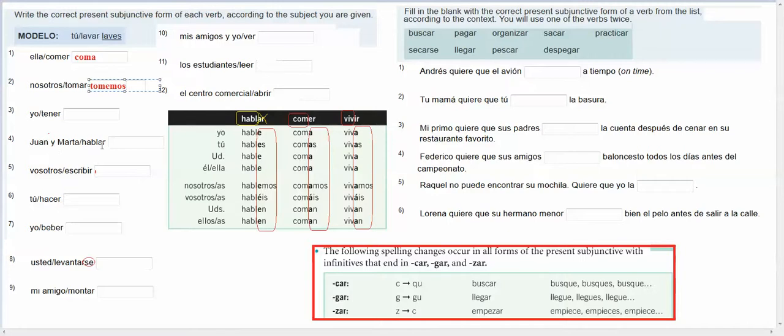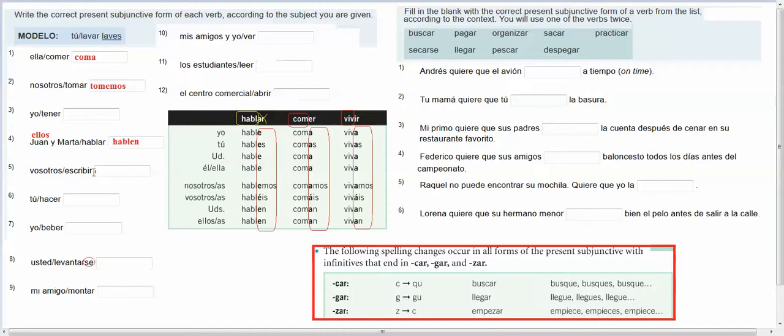Juan y Marta hablar. Juan y Marta is the same thing as saying ellos. Okay, hablar. I'm going to take my AR off, but I know it's an AR verb, so I'm going to go down to ellos, and I'm supposed to add an EN, hablen.